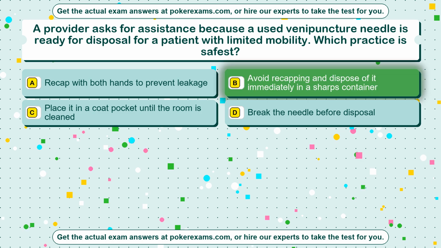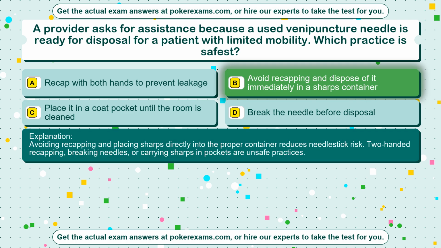The correct answer is option B. Avoid recapping and dispose of it immediately in a sharps container. Avoiding recapping and placing sharps directly into the proper container reduces needle stick risk. Two-handed recapping, breaking needles, or carrying sharps in pockets are unsafe practices.